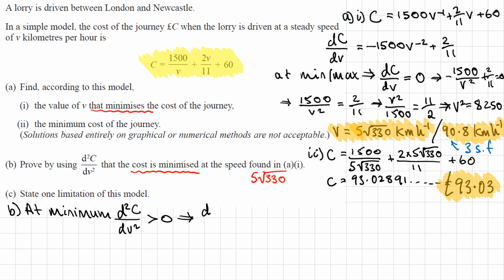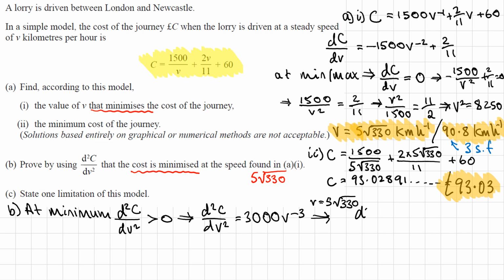So let's do that. Let's find our first derivative. It was up here. There's our first derivative. We want to differentiate that a second time. So remember, multiply by the power, take one away from the power. I need to multiply negative 1500 by negative 2, so that will give me 3000 v to the power negative 3. We take one away from the power, and then the 2 over 11 disappears. So we're just left with this here. Now we're going to sub in v equal to 5 root 330.